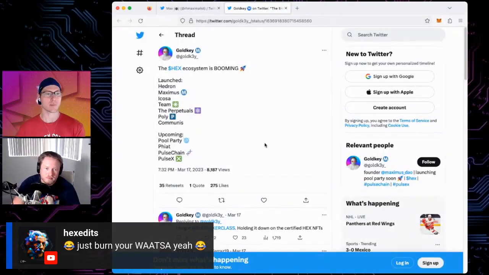HEX ecosystem is booming. Launched: Hedron, Maximus, Icosa, Team, Betrels, Poly, Communis, upcoming Pull Party, Fiat, PulseChain, PulseX.